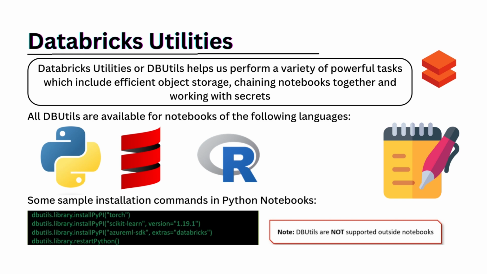So dbutils help us perform a variety of powerful tasks, which include efficient object storage, chaining notebooks together. So if you have multiple IPython notebooks, you can chain them all together and perform their functionalities in a sequence. And it also helps you to work with secrets. These secrets are with regards to authentication. These could be passwords, certificates, or keys in general, like public and private key pairs. All of those things you can basically configure into your dbutils in order for you to authenticate into another Microsoft Azure service, and then you can essentially import your data from there, which we will see in our hands-on.